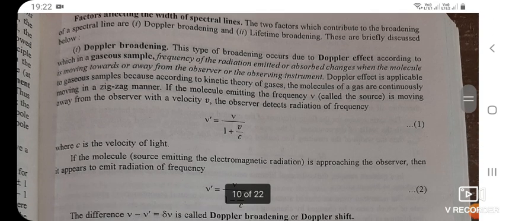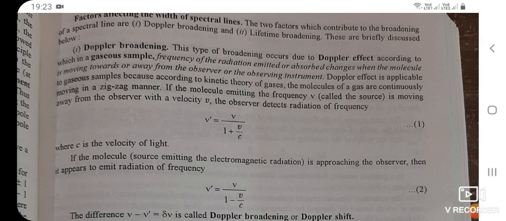Doppler broadening. This type of broadening occurs due to the Doppler effect, according to which in a gaseous sample, the frequency of the radiation emitted or absorbed changes when the molecule is moving towards or away from the observer or the observing instrument. Doppler effect is applicable to gaseous samples because according to the kinetic theory of gases, the molecules of a gas are continuously moving in a zigzag manner.